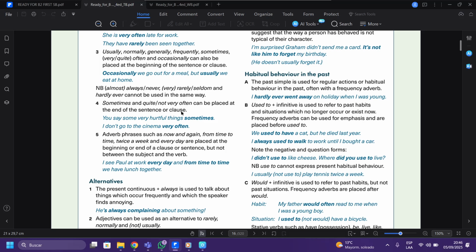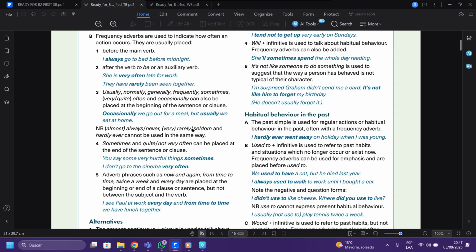And in some cases, always, never, rarely, seldom, and hardly ever cannot be used in the same way, as you can see there. Sometimes and quite, right, these two words, and not very often, can be placed at the end of the sentence or the clause that we are talking about. For example, you say some very hurtful things sometimes, or I don't go to the cinema very often.